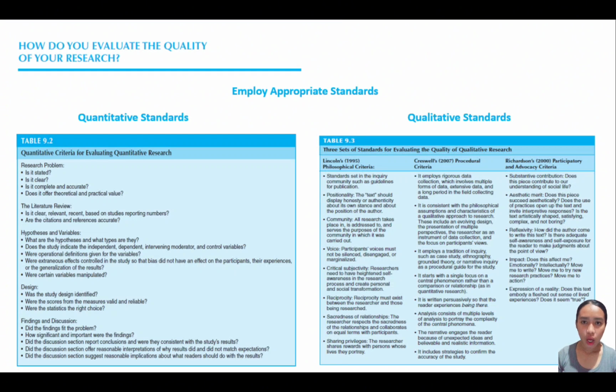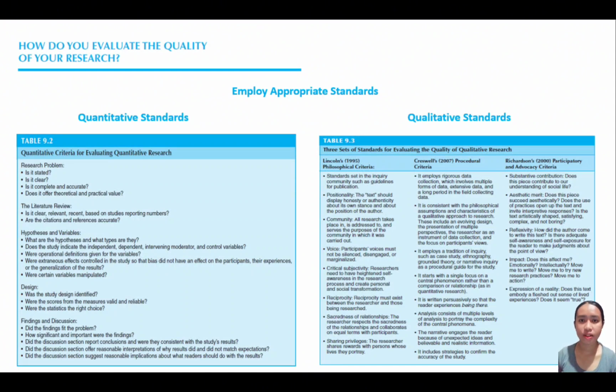Next is positionality. The researcher's text should demonstrate honesty and authenticity regarding their own perspective and position within the research. This transparency is crucial for maintaining credibility. Next is the community. All research should be conducted with the community's interests and purposes in mind. So the research should address issues relevant to the community and contribute to its advancement.